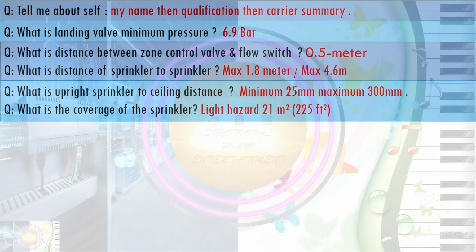What is the upright sprinkler to ceiling distance? The minimum is 25 mm and the maximum is 300 mm. What is the coverage of sprinklers? Light hazard 21 meter square, or in square feet you can say 225 square feet.